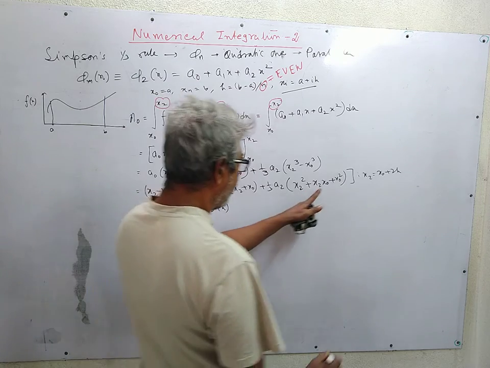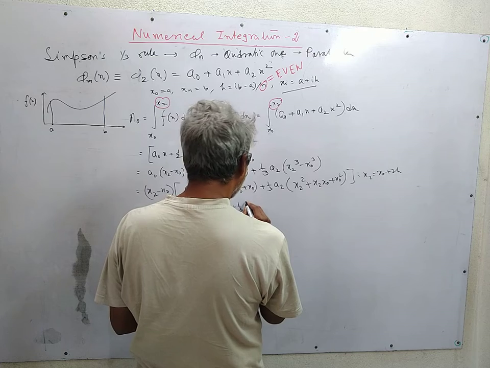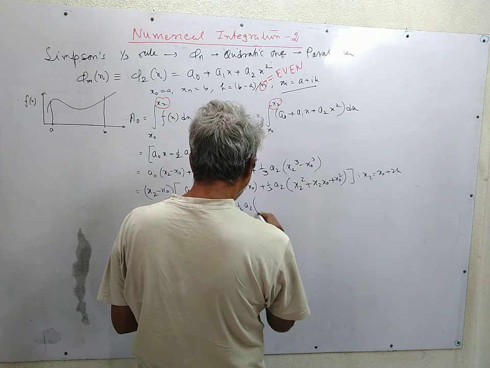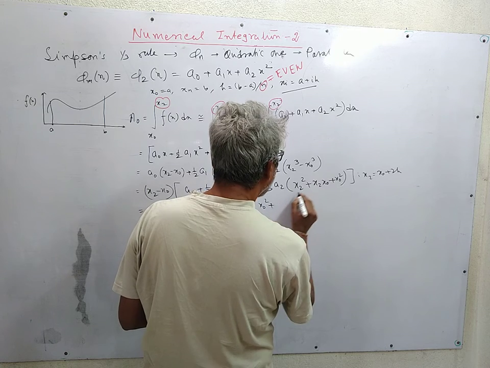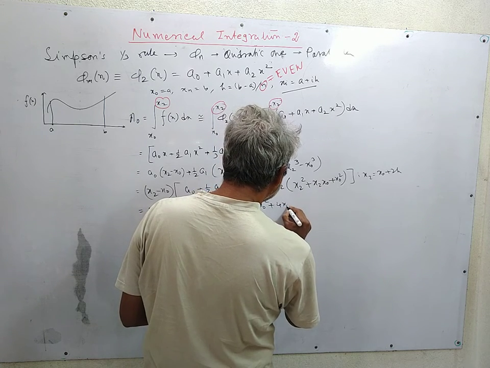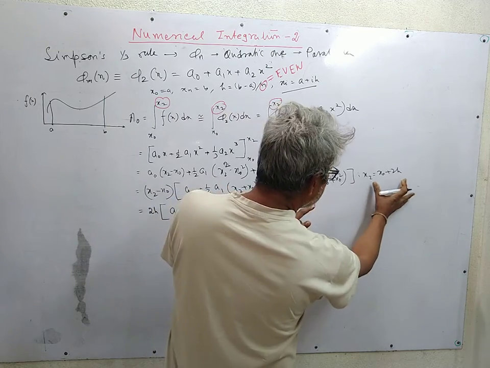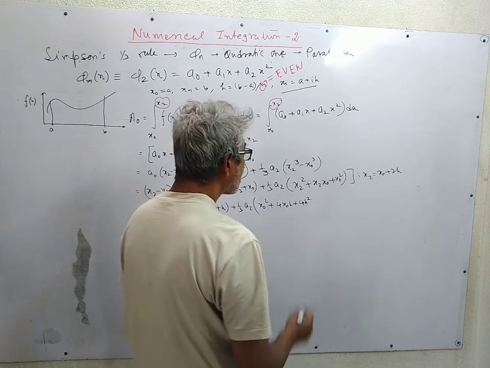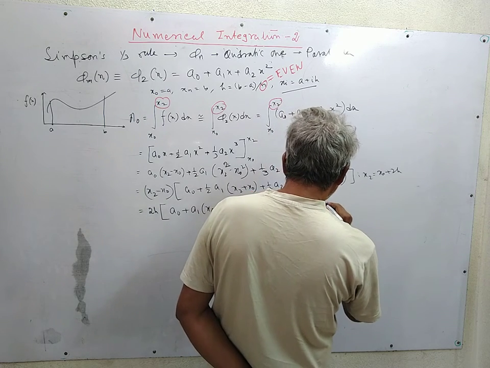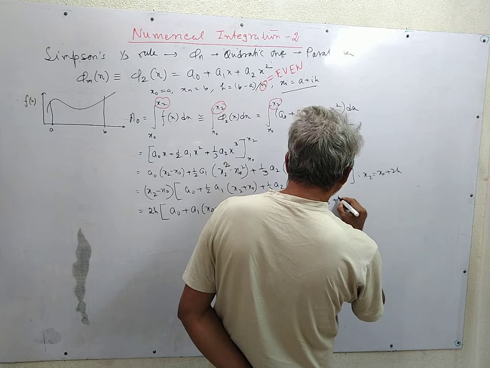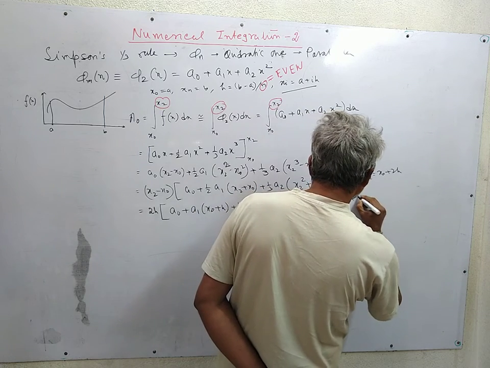And coming to this part, if we write this, it is x0 square plus 4x0h plus 4h square, because actually it is the square of this, plus x0 square plus twice x0h from this term, and this is x0 square.